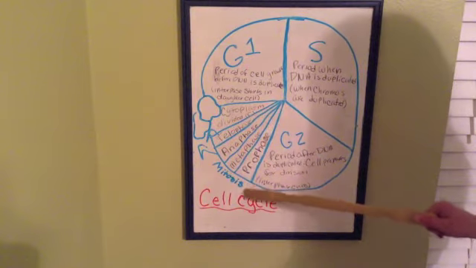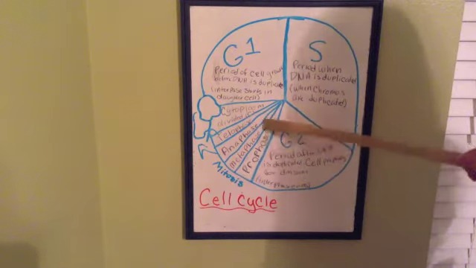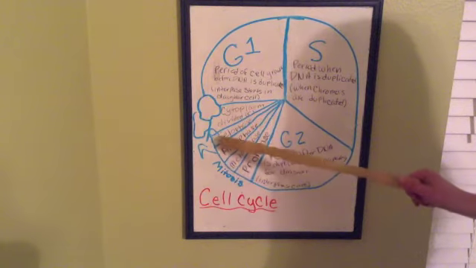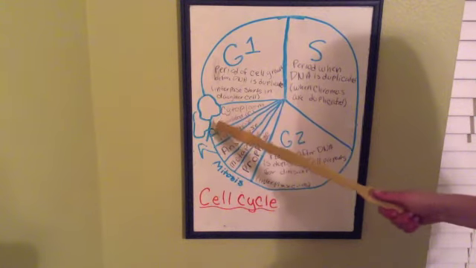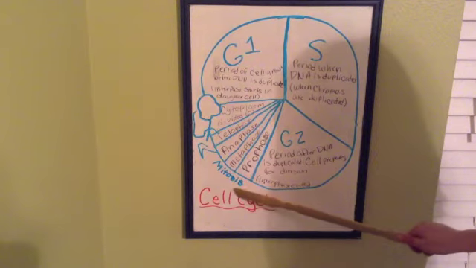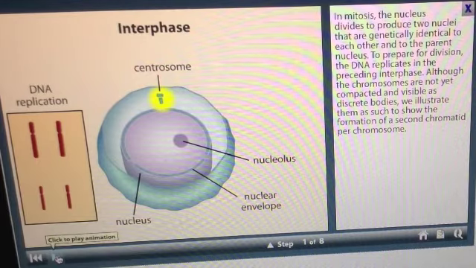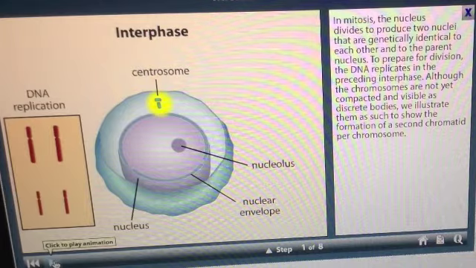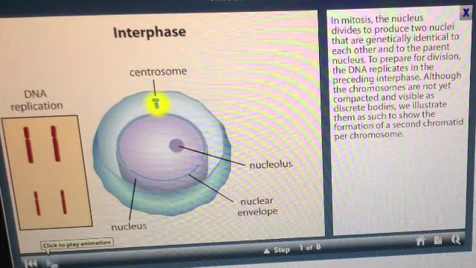The next part of the cell cycle is mitosis, which we will talk about more in depth later. Prophase is the first part of mitosis, followed by metaphase, anaphase, and telophase. The last part of the cell cycle is cytoplasm division, which is called cytokinesis, which is not to be confused with part of mitosis. In mitosis, the nucleus divides to produce two nuclei that are genetically identical to each other and the parent nucleus. To prepare for division, the DNA replicates in the preceding interphase.